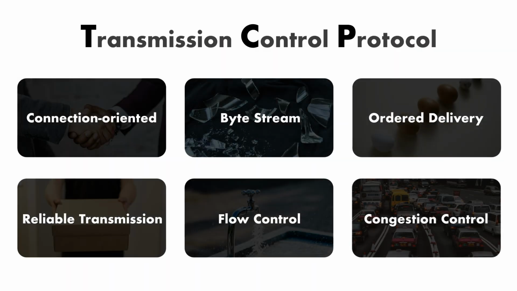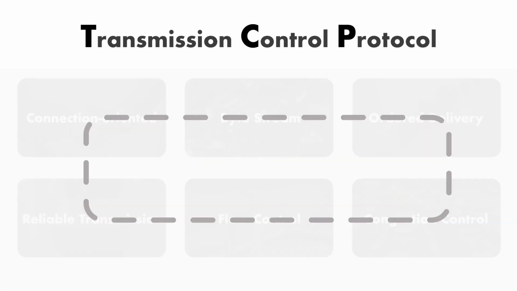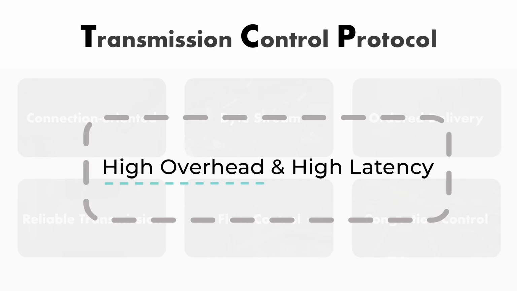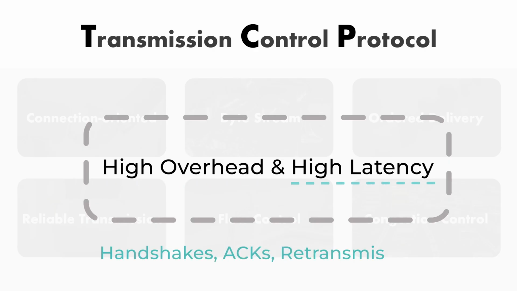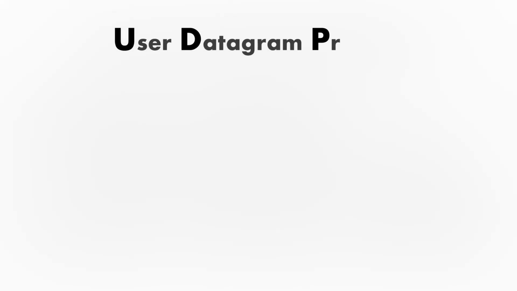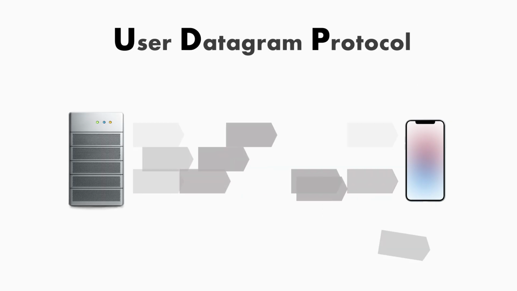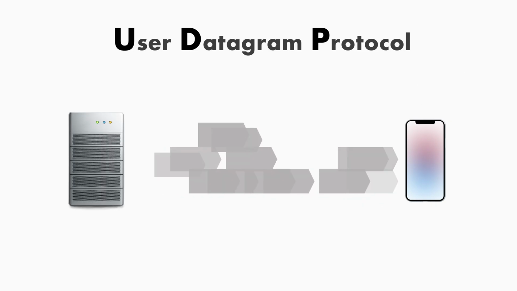All these 6 features work together to make sure every byte of data arrives completely and in order. But they also come with 2 trade-offs: high overhead and high latency. High overhead means TCP uses a lot of extra resources to guarantee reliable transmission. And because of all the handshakes, waiting for acknowledgements, and retransmissions, TCP is often slower and higher in latency compared to UDP. Speaking of UDP, or User Datagram Protocol, it's like a blank sheet of paper.